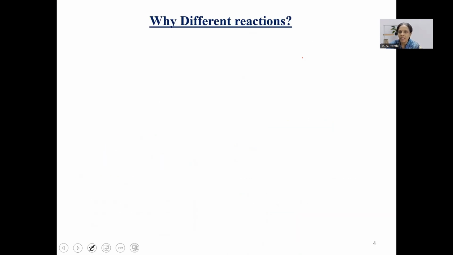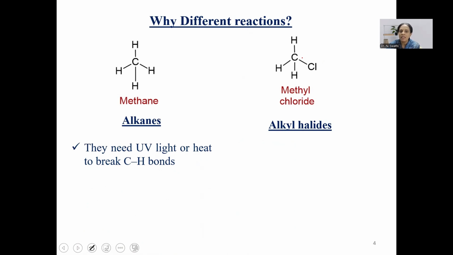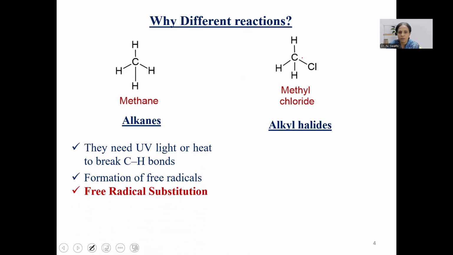Now let's consider what type of reactions they will undergo. Alkanes consist of non-polar covalent bonds, so they are inert and very stable. They need UV radiation or light to break carbon-hydrogen bonds. Upon breaking of these bonds in the presence of UV light or heat, free radicals, that is alkyl radicals, are generated. To attain stability, these alkyl radicals have to combine with another free radical. Hence, they undergo free radical substitution reactions.